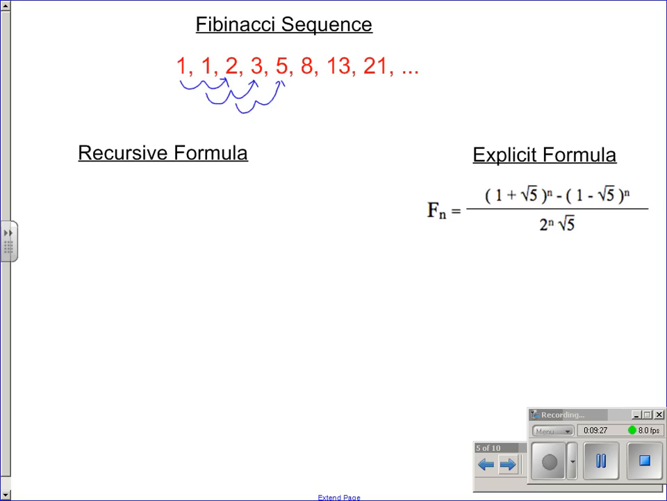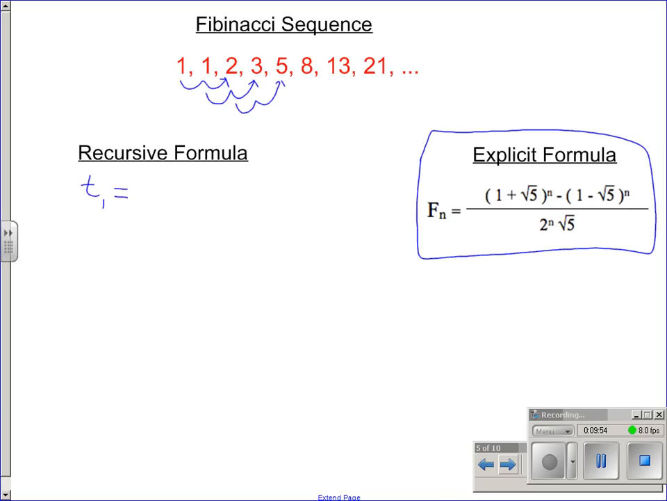Some formulas are pretty nasty as an explicit formula, but really simple as a recursive. Some formulas are really nasty as a recursive formula, but nice and clean as an explicit formula. I'm not going to go into where this comes from. Here's your Fibonacci sequence with an explicit formula. It's nasty looking. I mean, take 1 plus the square root of 5 raised to the power of n minus, it's gross.